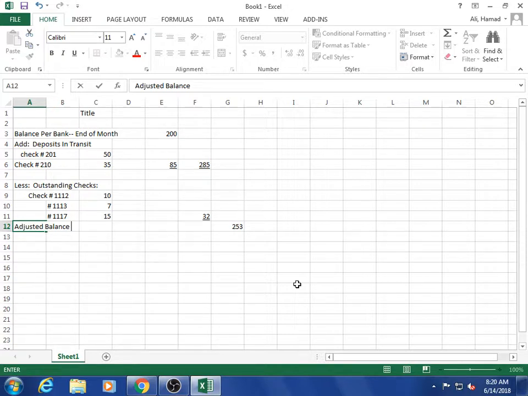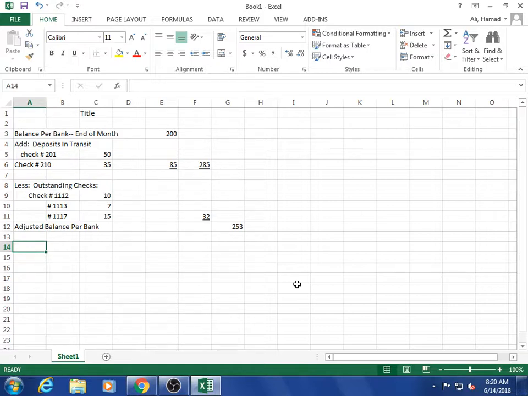Adjusted balance per bank. All right? Adjusted balance per bank. I haven't even gone to this in the book yet. We're just doing an example, doing the formula.